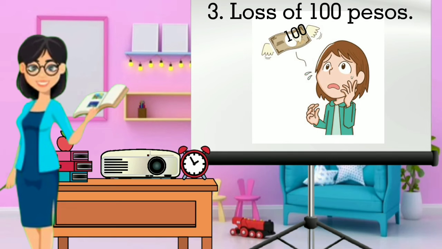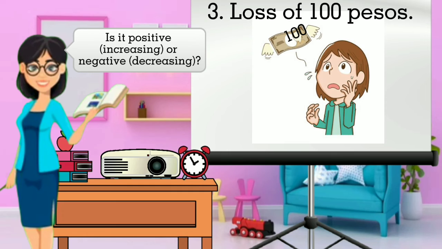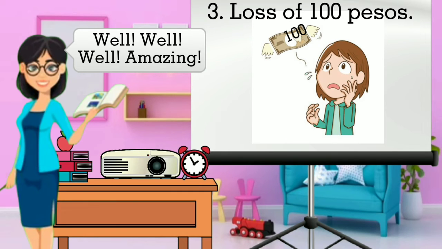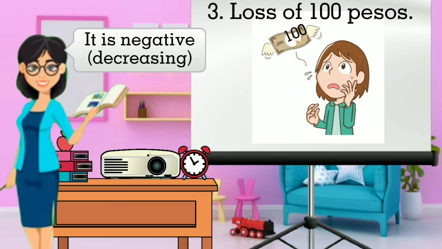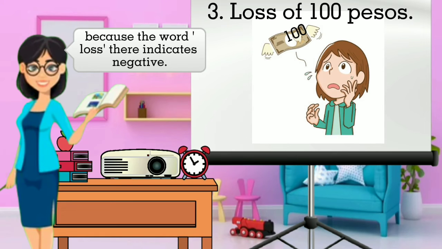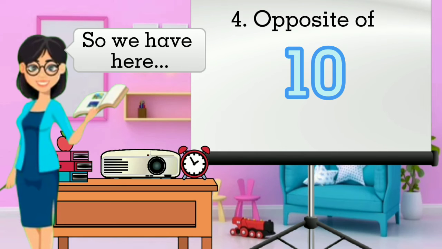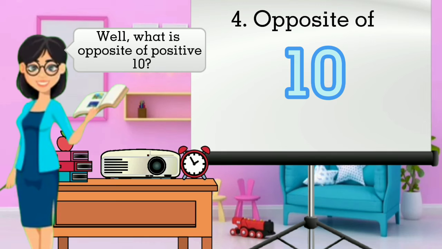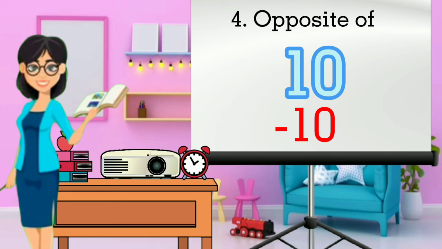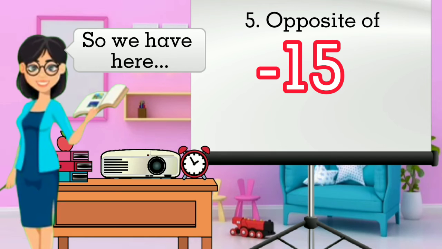Number 3, a loss of 100 pesos. Is it positive increasing or negative decreasing? Amazing! It is negative decreasing because the word loss indicates negative. We write negative 100 or minus 100. Number 4, opposite of positive 10. What is the opposite of positive 10? We write negative 10.